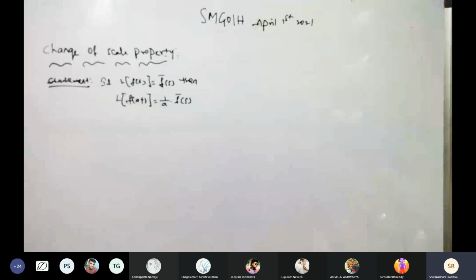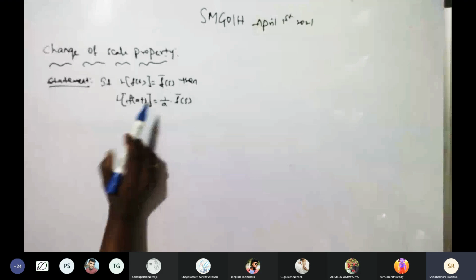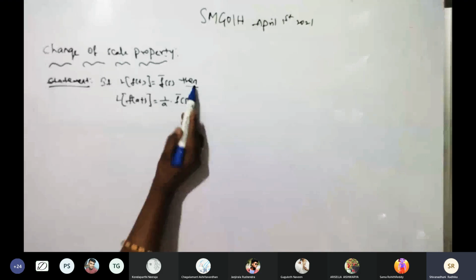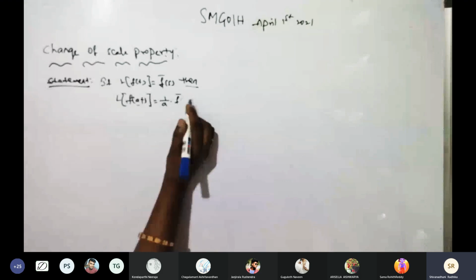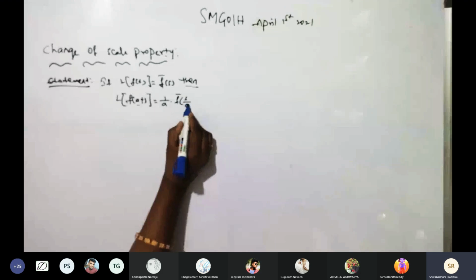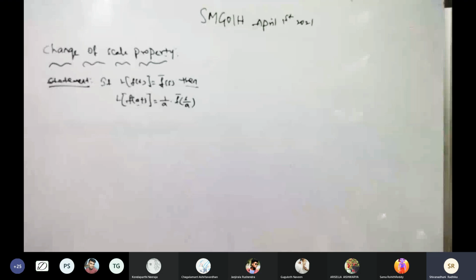Now, what is the change of scale property? Using the basic definition of Laplace transformation, we have to prove the change of scale property. That is, L of f(t) equals F bar of s. Then L of f(at), where a is a constant multiplied with the variable, equals 1 by a into F bar of s by a.